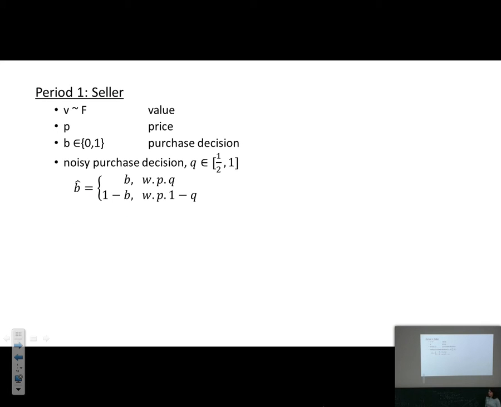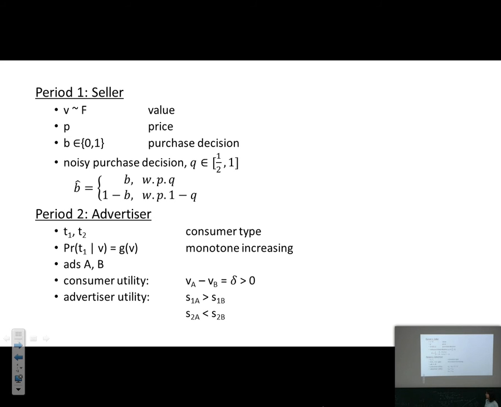To make things even more precise, in the first period, we're going to have a consumer interacting with a seller. She'll have a value V drawn from some distribution F. We require F to have a monotone hazard rate, and that's all that we need. There's a purchase price posted, and then the consumer makes a purchase choice, and B is her bit, which is 1 if she bought and 0 if she didn't. Then we're going to flip this bit, and we're going to call the noisy bit B hat, which is correct with probability Q or flipped with probability 1 minus Q.